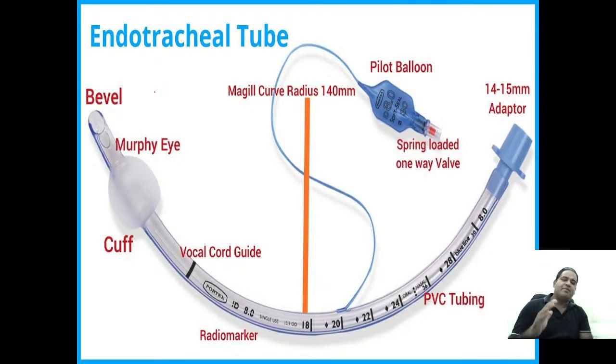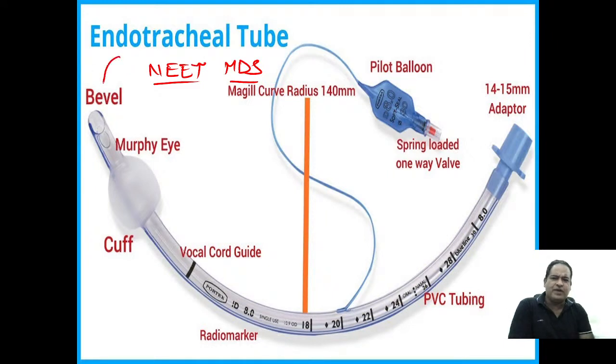Now these are the different parts of the endotracheal tube. Last year in the NEET MDS exam, the different parts were asked. Just have a look. It is easy to remember. Bevel, the hole from which the air will come. Murphy eye as an escape route. Cuff, so that the tube remains inside the trachea. Pilot balloon: to fill up the cuff, we inject air from here.